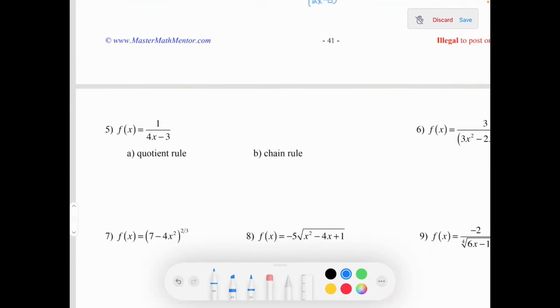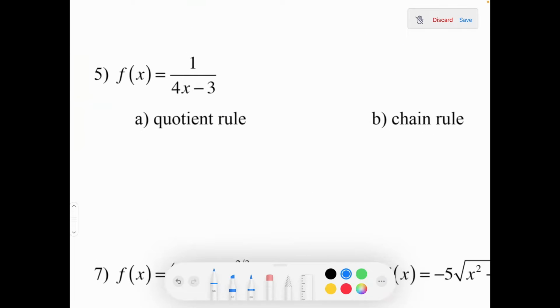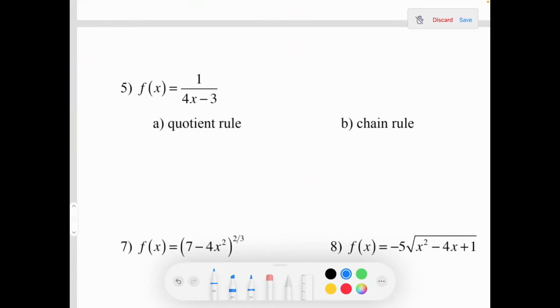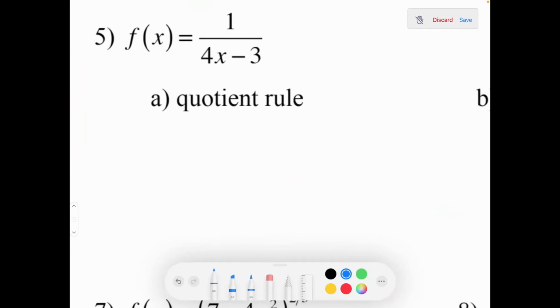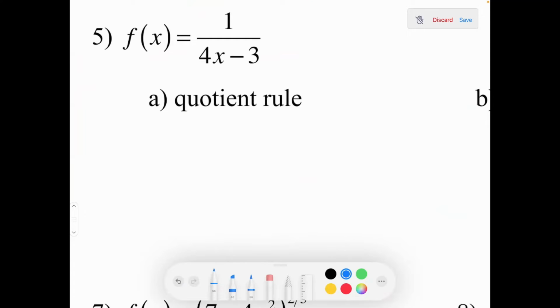All right, number 5, we're looking at 1 over 4x minus 3. We can do that with the quotient rule or the chain rule. Typically, I don't like using the quotient rule. I'm going to show you that there are times when we don't actually have to use it, and this would be one of them. Low D high minus high D low all over low squared.